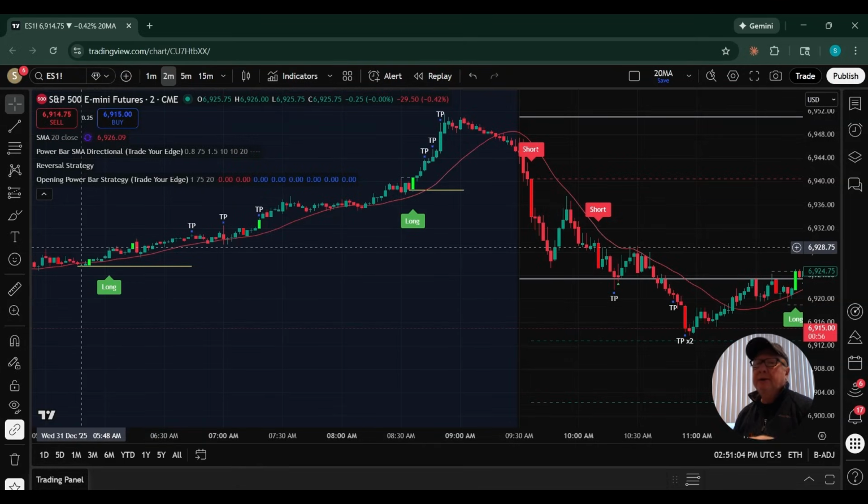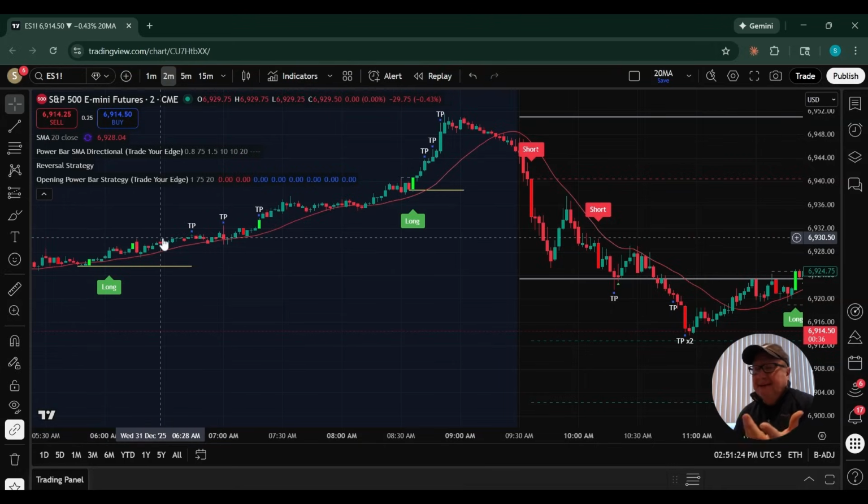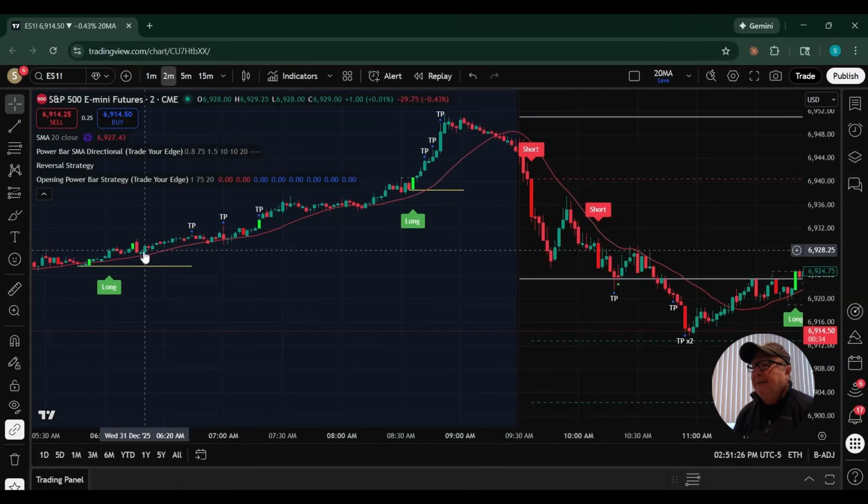But what I'm looking for is a power bar which is larger than the bars around it. It's beginning at or near the 20. It's in the direction of the 20, or if the 20 is flat, it can go in either direction, and it's clearing support or resistance, right? It's fairly simple, so a very simple setup, but very effective.